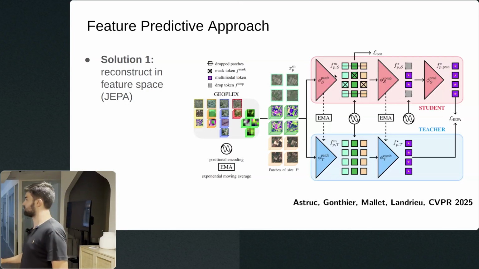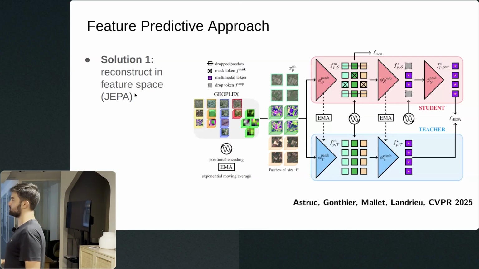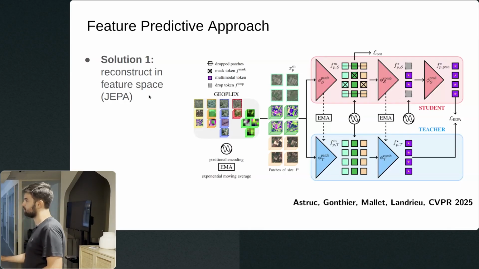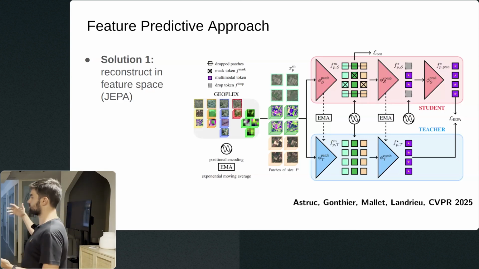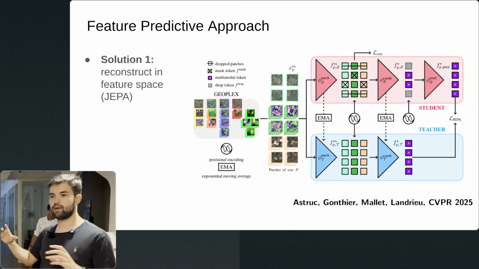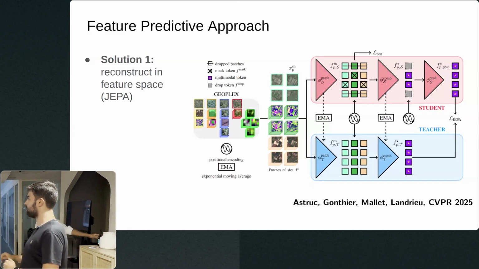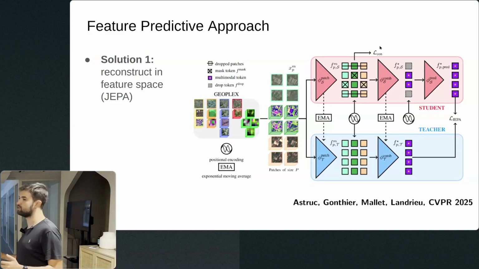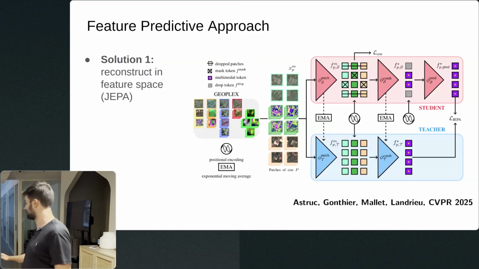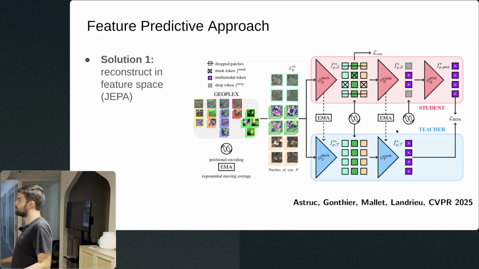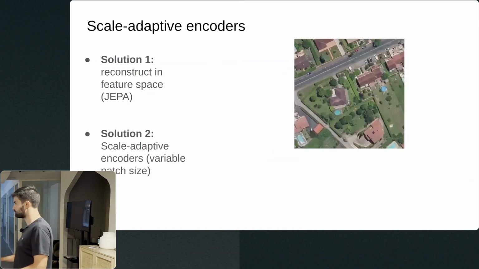So the first solution about reconstructing the pixel is to reconstruct in feature space. So we adapt JEPA, which is a joint embedding predictive architecture. Basically, what we're going to do now is reconstruct the embedding that a teacher is going to produce. This allows the model to discard information if it finds it not useful. I mean, it could still learn the time of the day or if there is snow or not, but it's not forced anymore to do so.